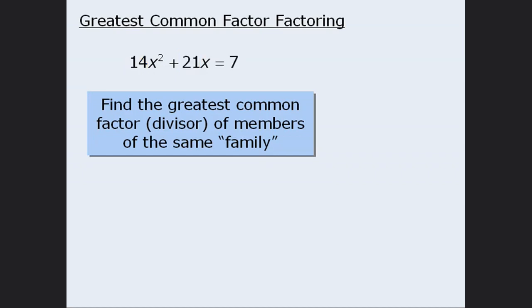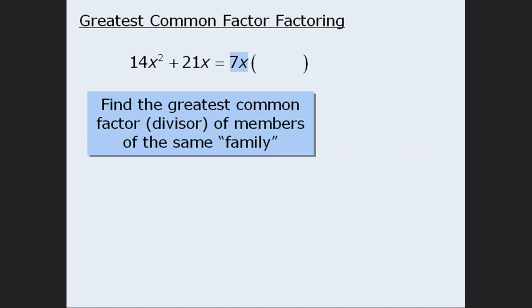Next, we will examine the x's. We have x squared in the first term and x in the second term. So the greatest number of x's that they have in common is 1x. So the greatest common factor of the terms 14x squared and 21x is 7x.